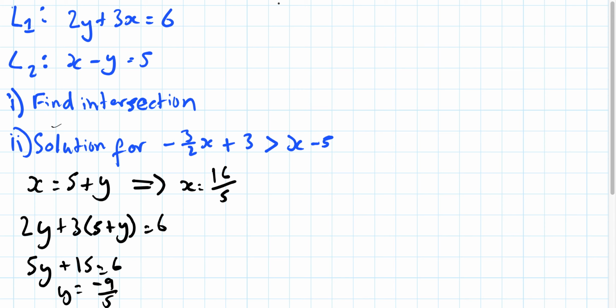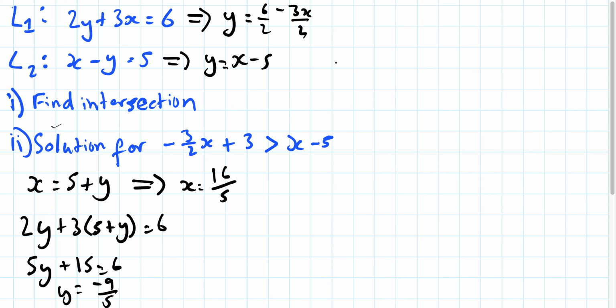So the next part of this question is find the solution for minus 3 over 2 x plus 3 is greater than x minus 5. You can see this here is actually this equation rearranged. y equals, if I take the 3x over to this side, 6 minus 3x and divide it all by 2. That's how we get this. And this one is just when we rearrange to get y the subject, x minus 5.